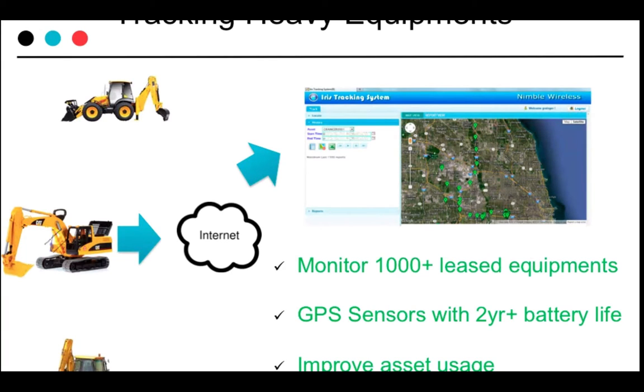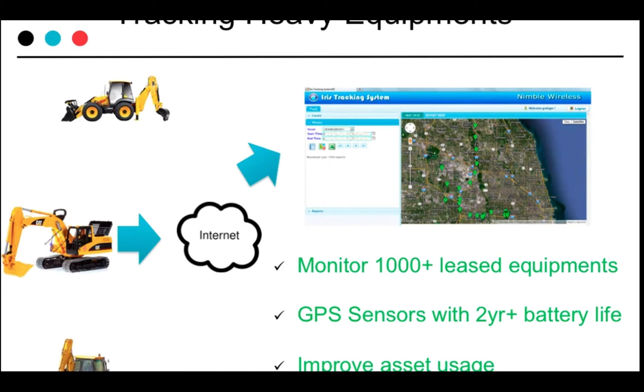So what they wanted to do was put a tracking device in each one of these equipments. And oh, by the way, the tracking device has to operate for 2+ years on battery. Imagine having your cell phone operating for 2 years on battery. That's the challenge of this one. And it has to be installed in a way that nobody can remove it, nobody can see it.